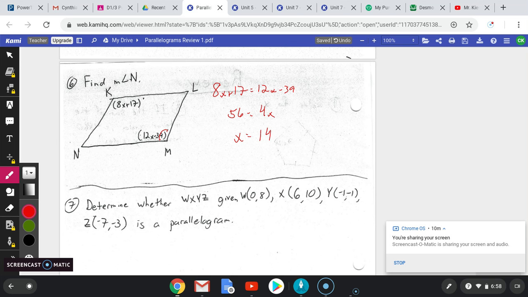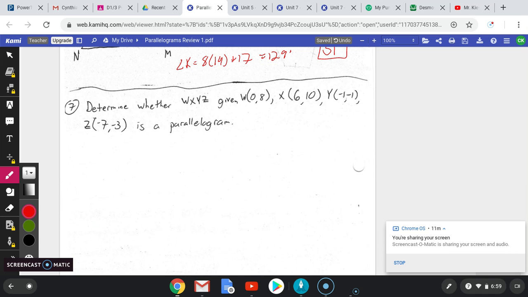But what's the problem asking me? The problem's asking me to find the measure of angle n. I can't just plug it into anything and get my answer. I do have to, however, plug it into one of the other ones. So let's say I plug it into angle k. So angle k is going to be 8 times 14 plus 17, which is going to give me 129. Well, what's the relationship between n and k? They're consecutive angles, so I subtract it from 180, and I'm going to get 51 degrees as my final answer.